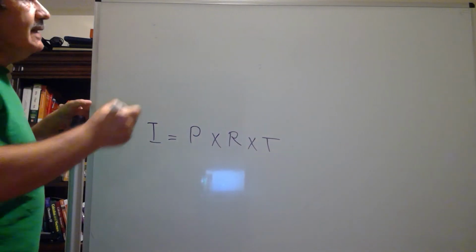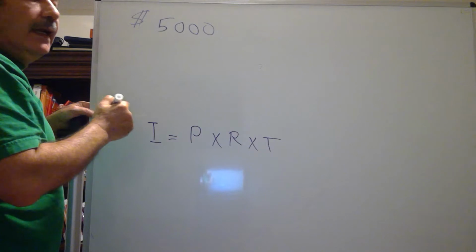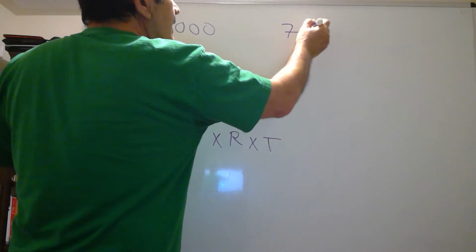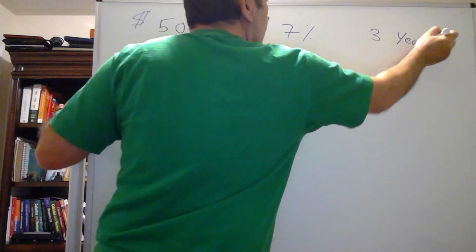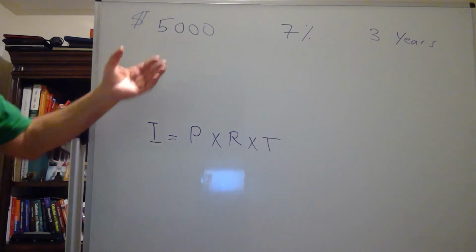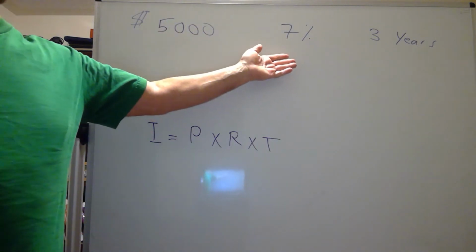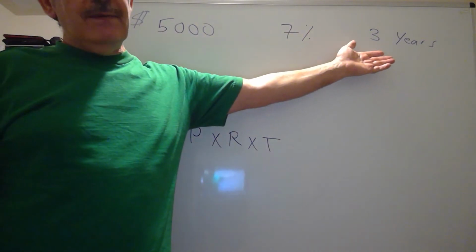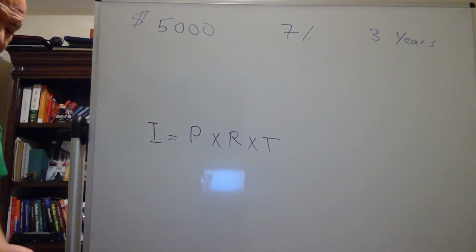I invested $5,000 in a saving account with the annual interest rate of 7% for 3 years. Okay. Now, I invested 5,000, I opened a saving account. $5,000 I deposited in my saving account. The interest rate is 7% per year, actually the annual interest, and I invested my money for 3 years. How much is the interest going to be at the end of the 3 years?